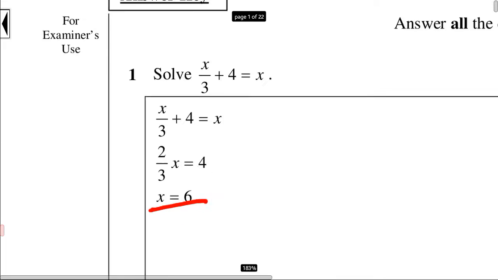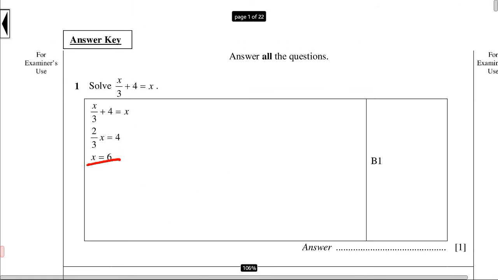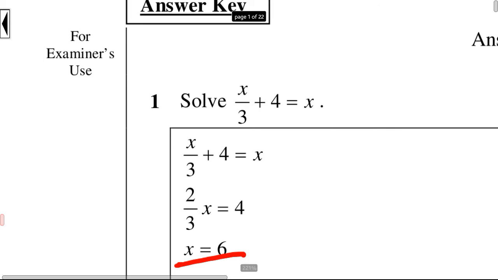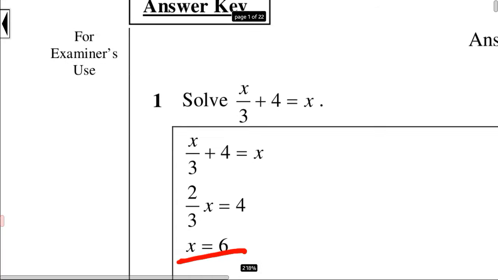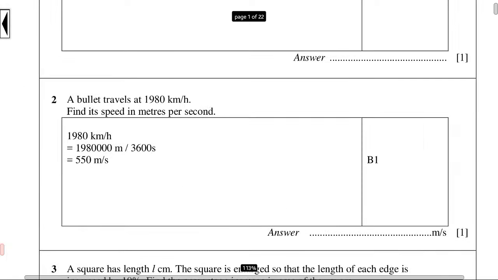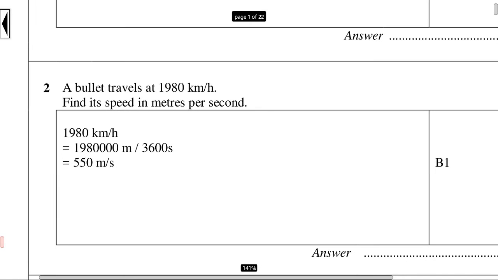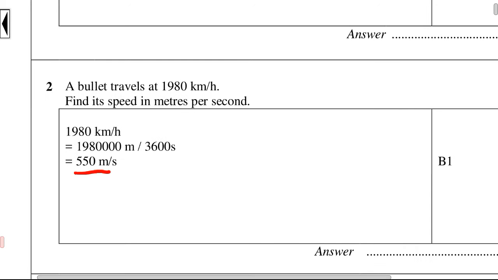Alright, so I'm going to go pretty fast because I don't expect you to copy down this. No need. You just copy down x equals to 6. Who got this wrong? Oh, really? Okay. Next one. 550. Answer is 550. Who did not get this? 1, 2. Now, quickly.